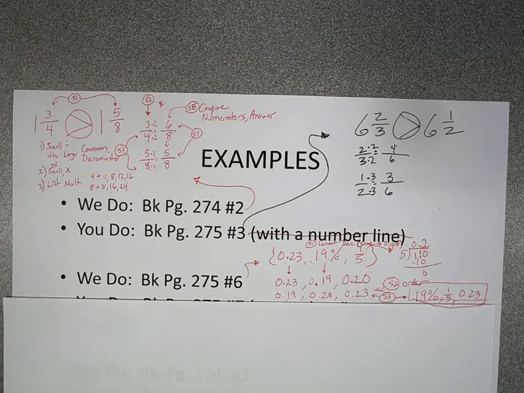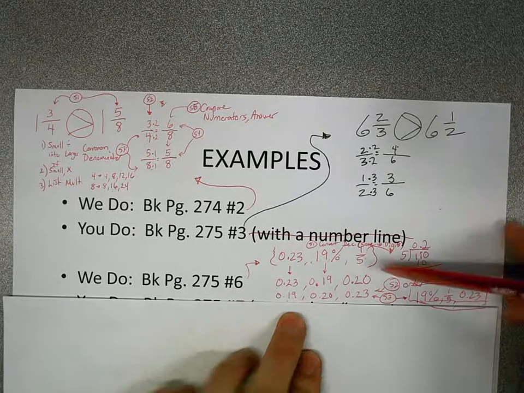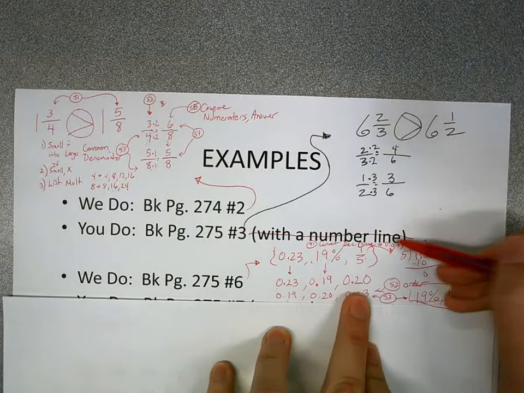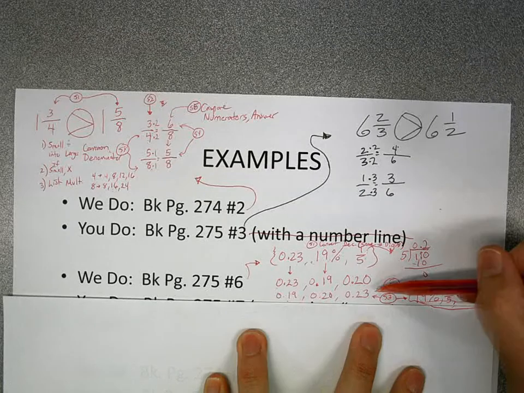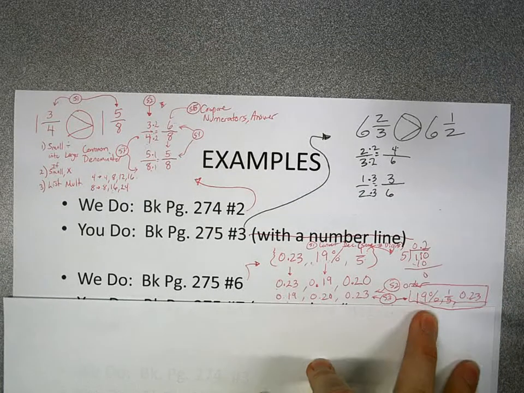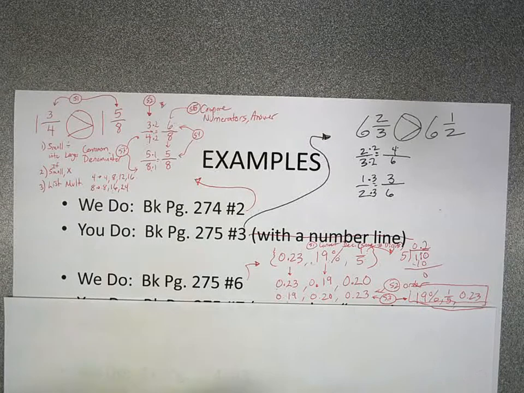So convert them to decimals, then put them in order, making sure decimals have the same number of digits will make your life a lot easier. Order least to greatest, and then convert them back to the original form. So you don't have to convert anything, you just look here and match them up. Okay. Any questions on that type of problem?